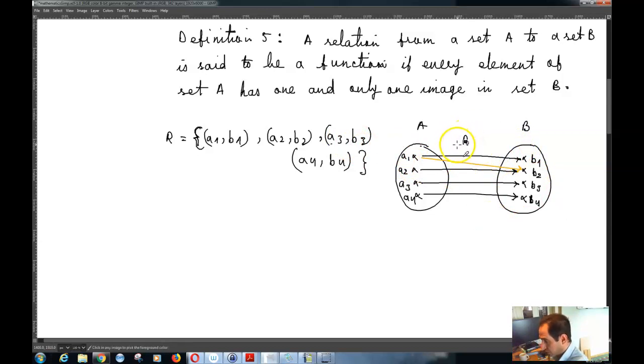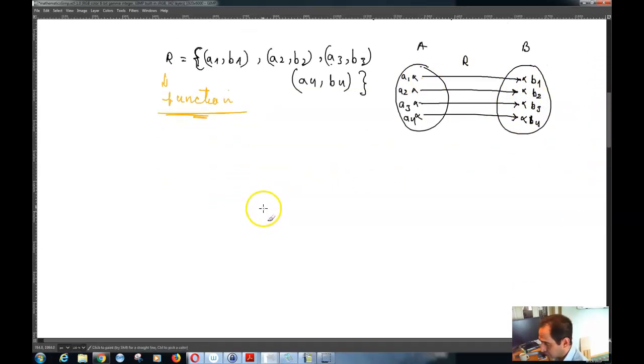But if A1 has only one image in B, A2 has only one image in B, A3 has only one image in B, and A4 has only one image in B, then you can call this relation a function. It's basically that simple. And of course, you see, if, for example, A1 had two images in B, it would be basically this situation over here.